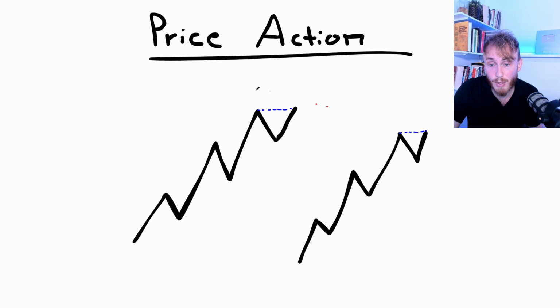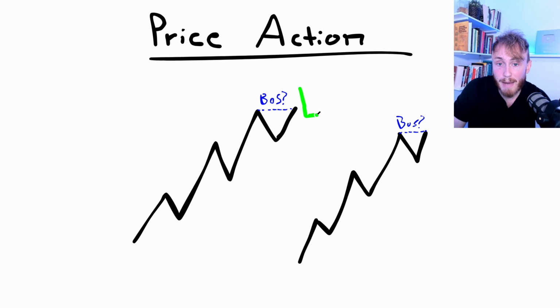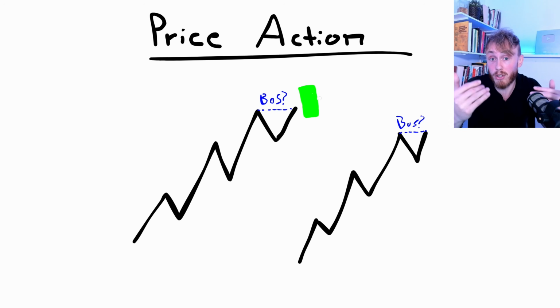You can see the price is right now testing if we will print a break of structure or not in both of these scenarios. And let's say that in one case, when we reach this level, we see a massive green candle. It indicates that the bulls are in full control, and it really looks like they are pushing above the level and confirming the break of structure.